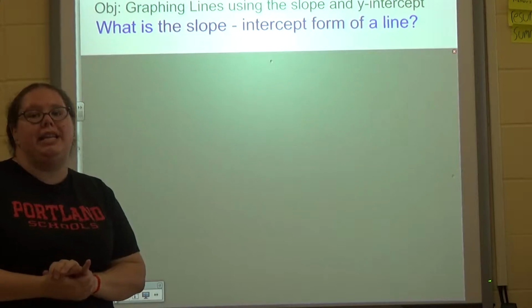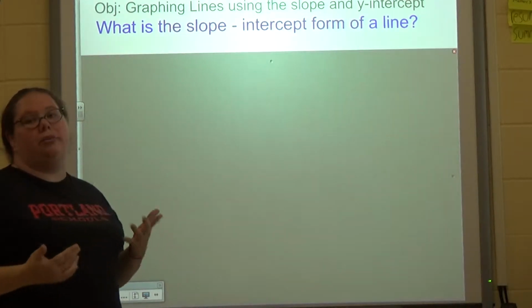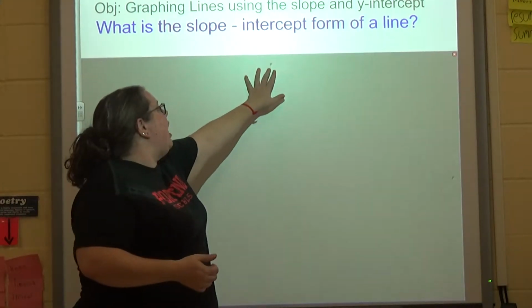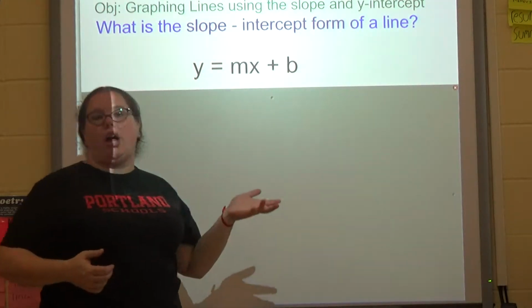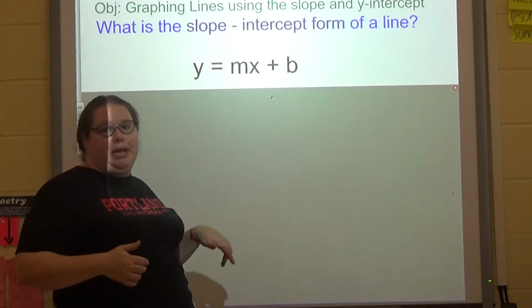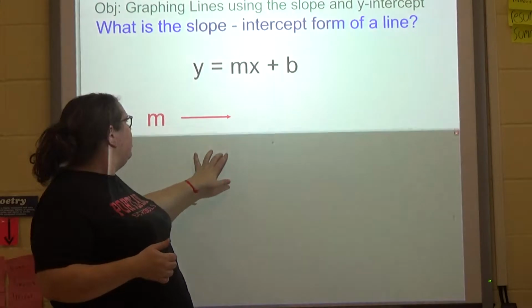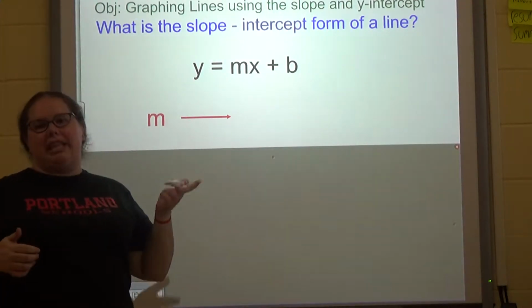Alright, so what is slope y-intercept form of a line? This is the most common. Students really rattle these off a lot. So that's your y equals mx plus b. What does the m stand for though?